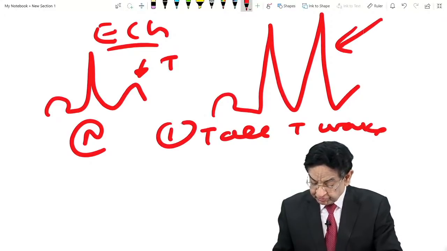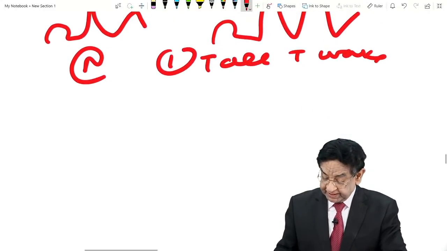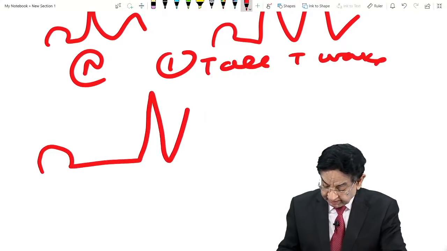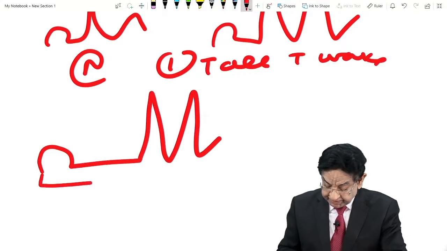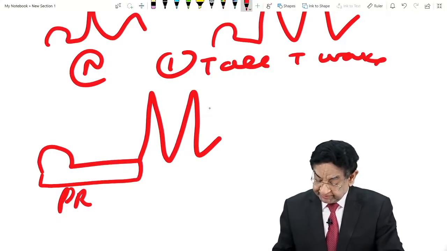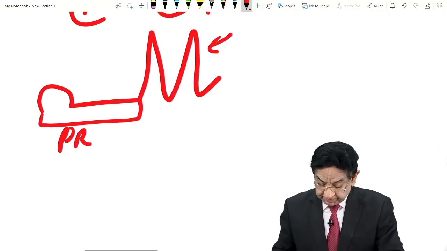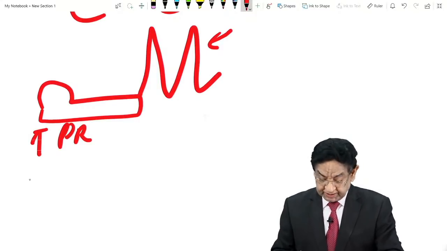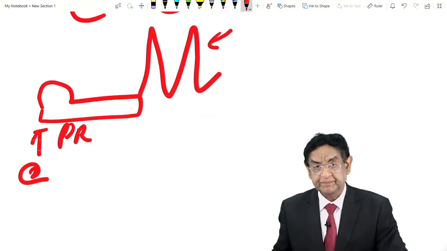The first thing to happen is the tall T wave. Later on, prolonged PR interval. This is the PR interval. Prolonged PR interval, tall T wave remain. This is the prolonged PR. Arrow upward means prolonged. This is the second finding you get.